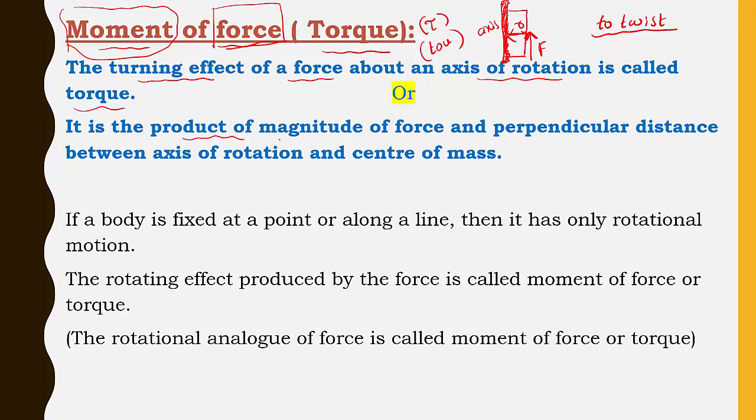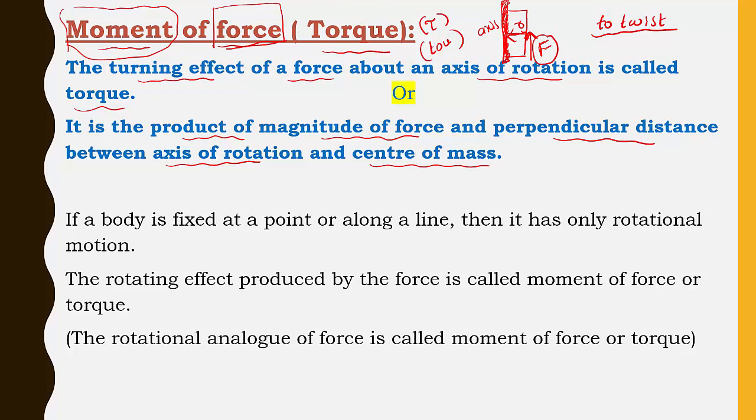It is a product of magnitude of a force and perpendicular distance between axis of rotation and center of mass. So observe this above diagram here. We took the example of a door. So how do we define torque here mathematically? It is a product of the magnitude of a force. How much force is applied?